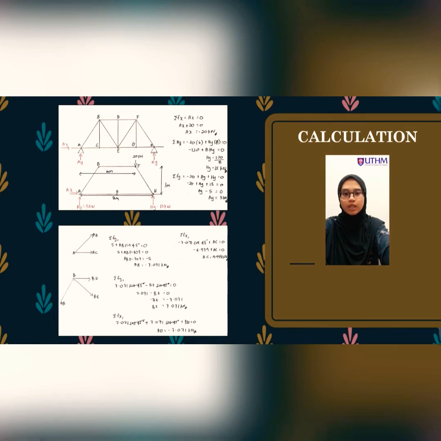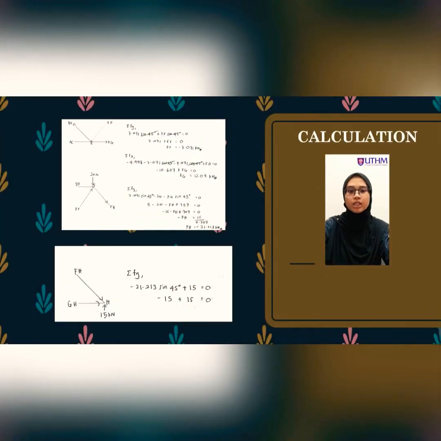Next, for point B, we need to find the value of BE and BD. For BE, we put in the answer of AB, which is 7.071 sin 45 minus BE sin 45, and we solve it and get the answer 7.07 kilonewton. For BD, just put the answer of BE in the formula and we use cos 45, then solve it until we get the answer negative 7.07 kilonewton.